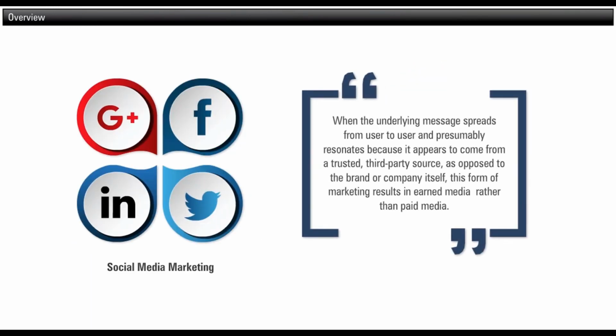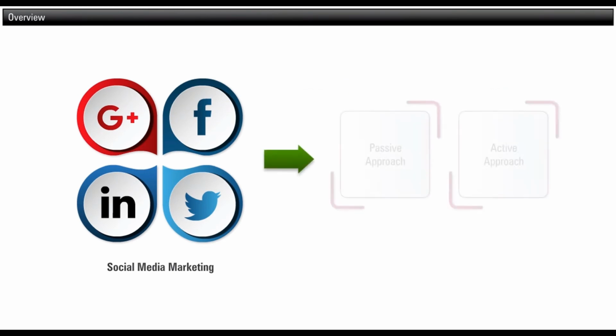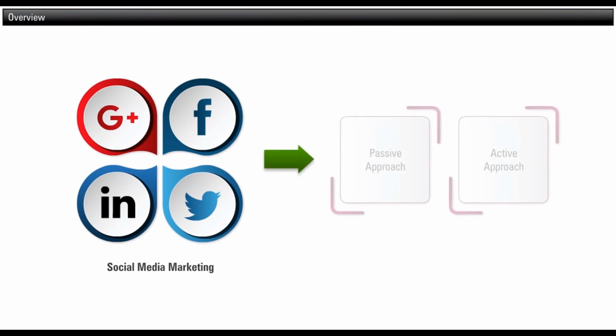When the underlying message spreads from user to user and presumably resonates because it appears to come from a trusted third-party source, as opposed to the brand or company itself, this form of marketing results in earned media rather than paid media. There are basically two types of approaches in social media marketing. They are the passive approach and the active approach.